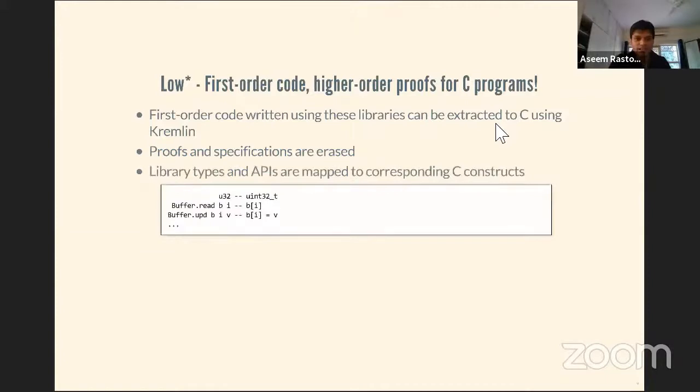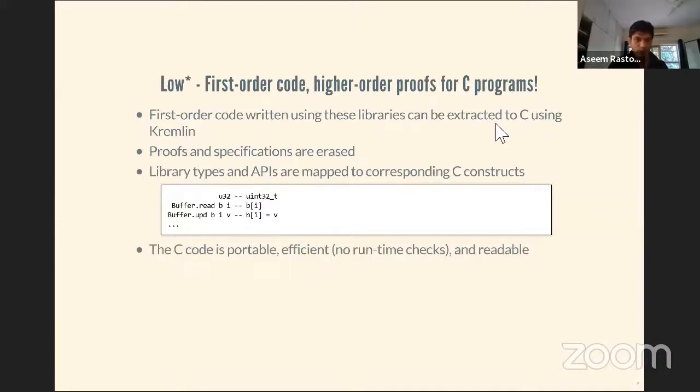So proofs and specs are erased, and library types and APIs are mapped to corresponding C constructs. Like U32 becomes uint32_t, buffer read becomes just indexing an array, update becomes an assignment. And since we have done all the proofs in F*, now we know that these operations are safe in the target C programs. The C code that we emit is portable, efficient, and readable.